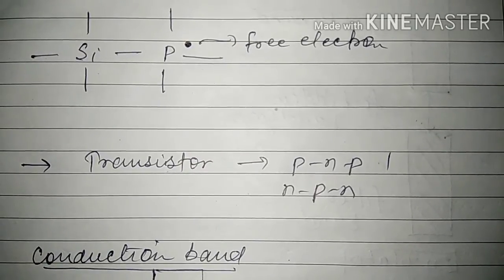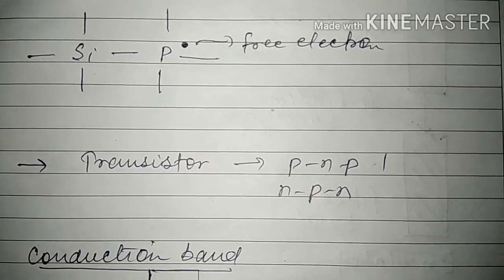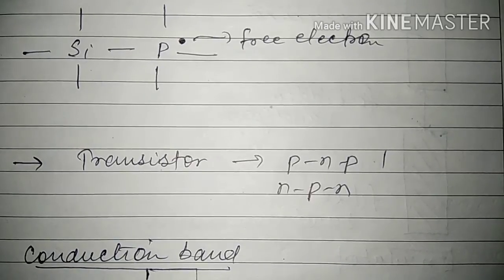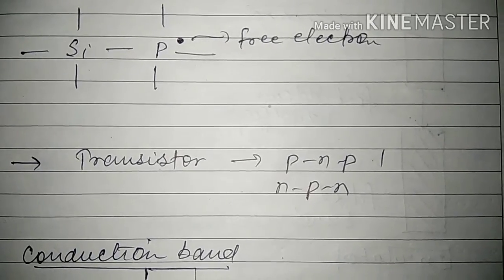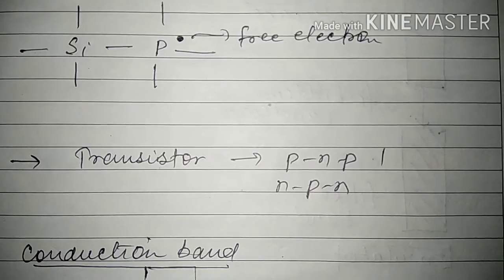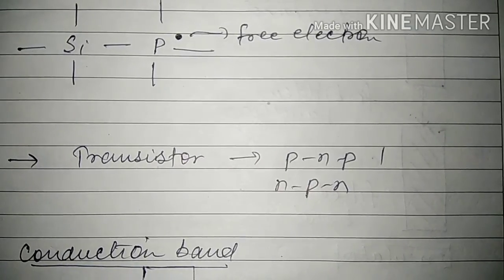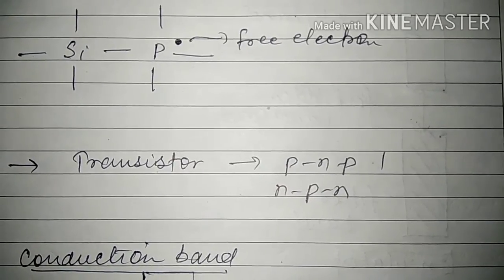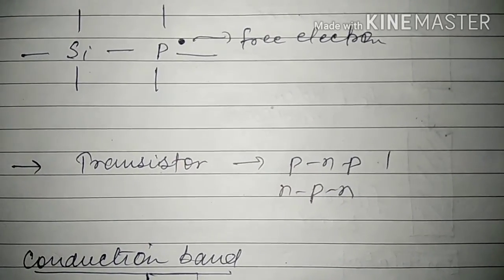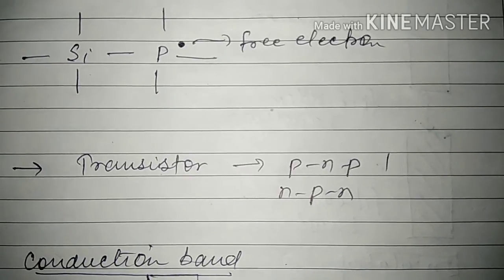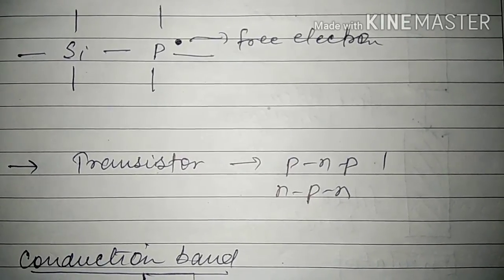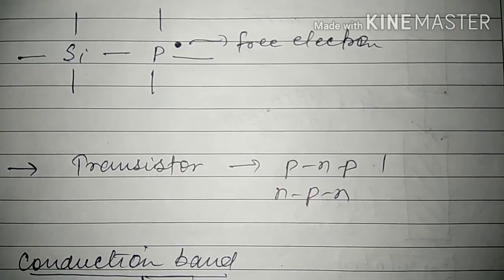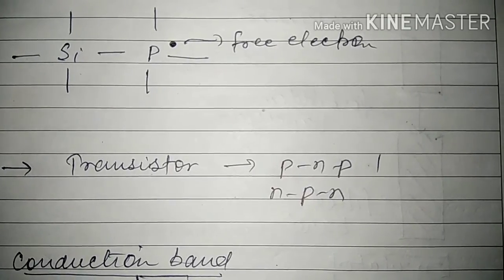Phosphorus has 5 electrons in its outermost shell. So all 4 valencies of silicon are completed by 4 electrons of phosphorus, and the 5th electron becomes free. It behaves as a free electron and conducts heat and electricity. So this is called a negative type semiconductor because the free electron of phosphorus conducts heat and electricity.